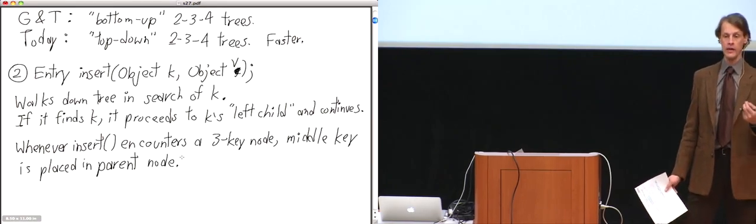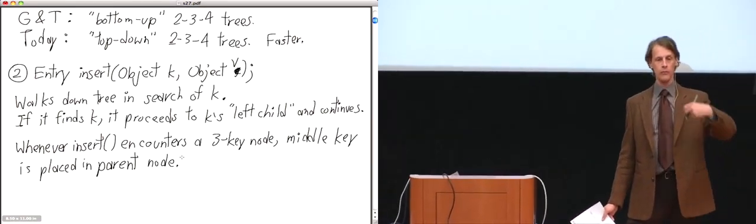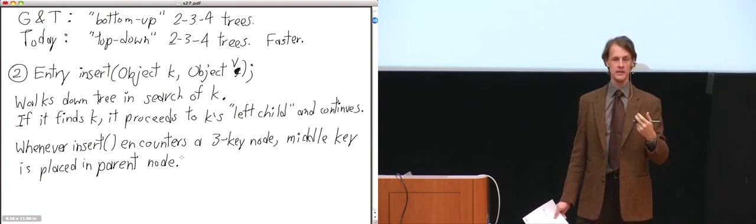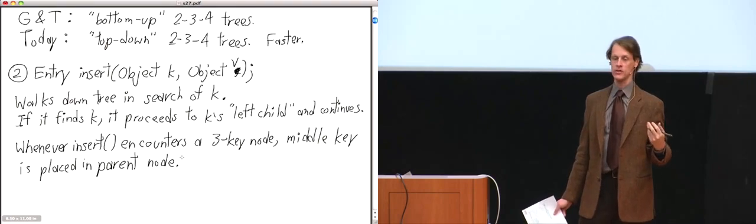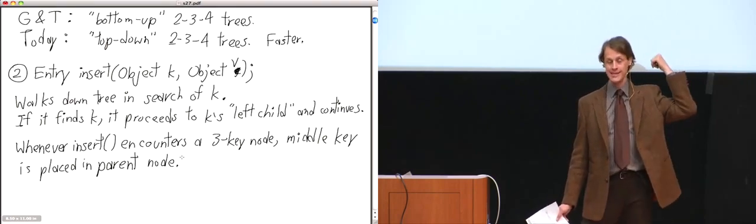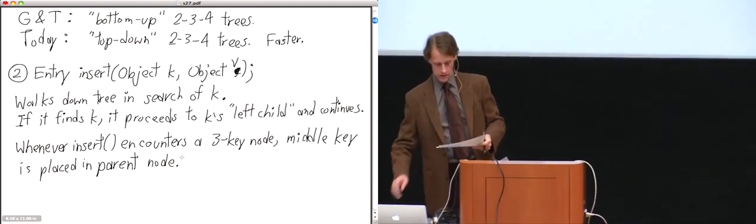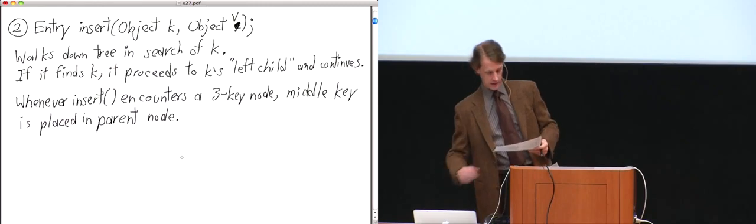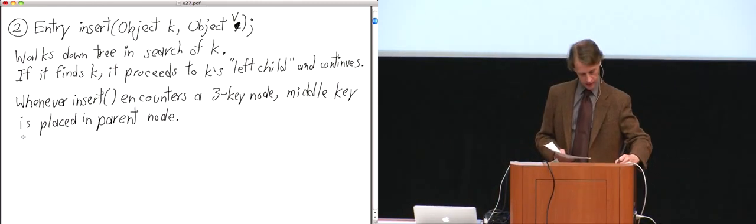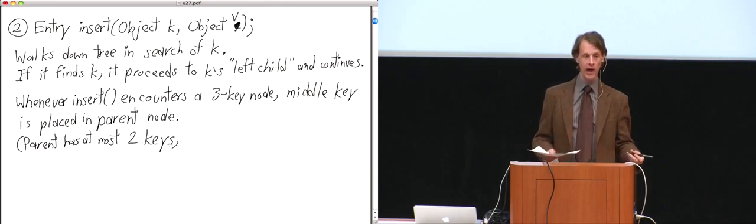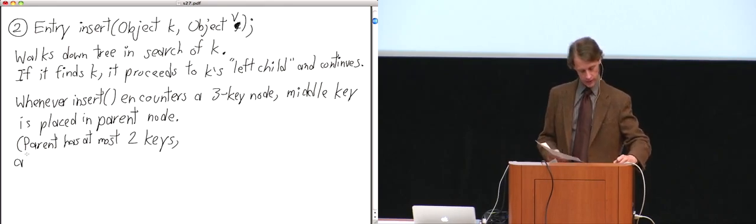Now, the reason why we can always take the middle key and move it up to the parent is because the parent has at most 2 keys. Why does the parent have at most 2 keys? Because we treated the parent the same way when we visited it. So the parent will have at most 2 keys, because we treated it the same way, so it always has room for a third.